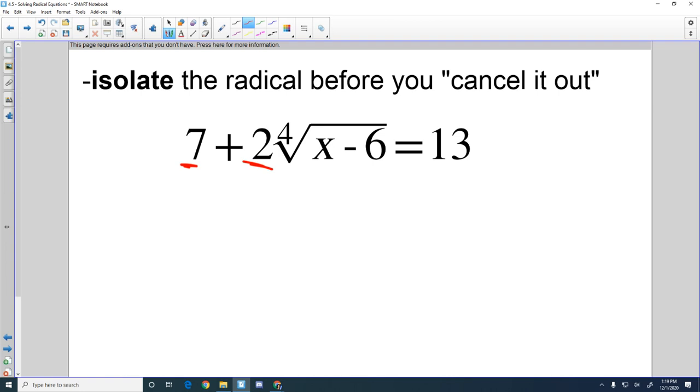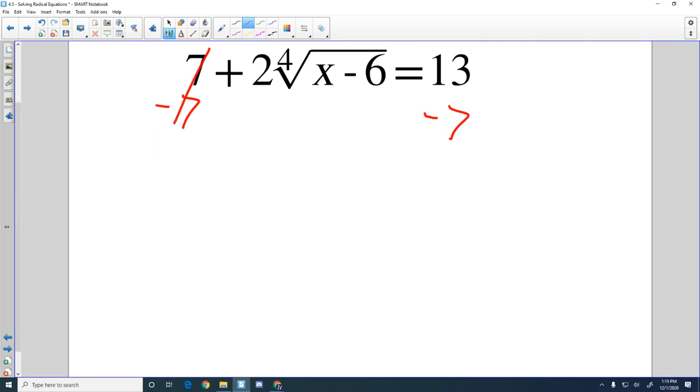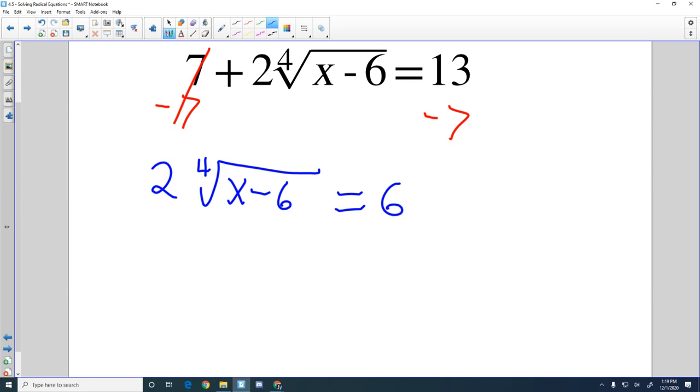The 7. Excellent. Good. Yeah, so when we're canceling things out, you always get rid of whatever's being added or subtracted first. If you remember, PEMDAS backwards is SADMEP. So subtraction and addition cancel out first. This is a positive 7. So to cancel it out, I'm going to subtract 7, and we do that from both sides. Which leaves us with 2 times the fourth root of x minus 6 equals, and on the right side we can take 13 minus 7, and we get 6.